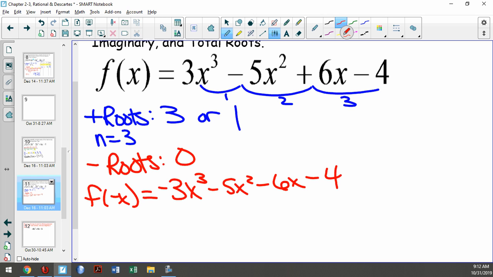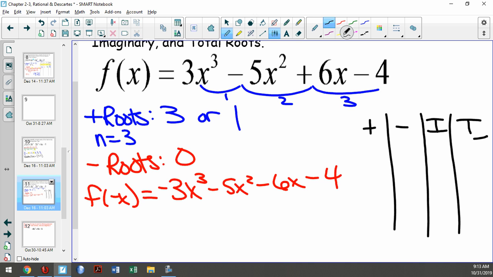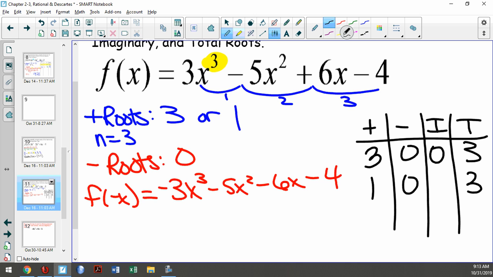Now, what does this mean for my nice little chart? I have positive roots, negative roots, imaginary roots, and a total number of roots. Do we all understand that? How many total roots should this polynomial have? It's going to have as many roots as I have highest degree, so I better have at least 3 roots. Well, my positive outcomes are 3 or 1, but my negative roots are always 0. Do we understand that? So how many are left to be imaginary for my first outcome?